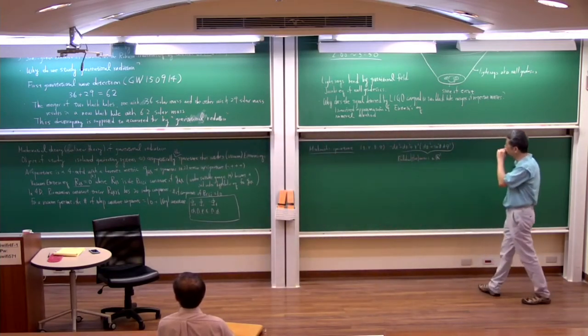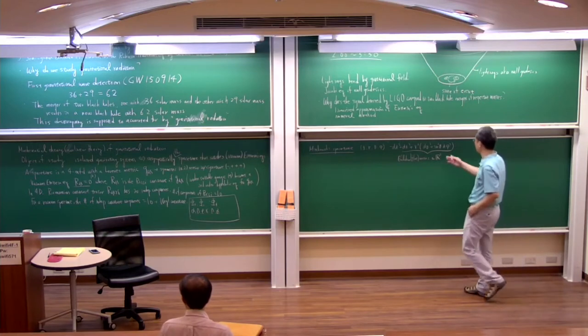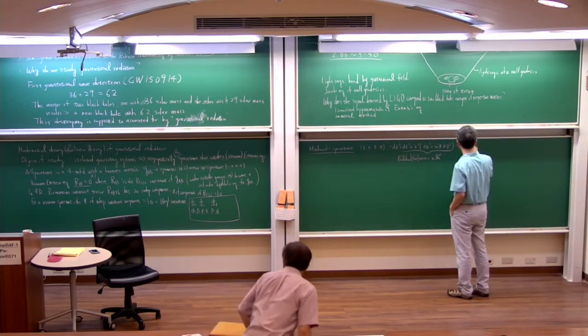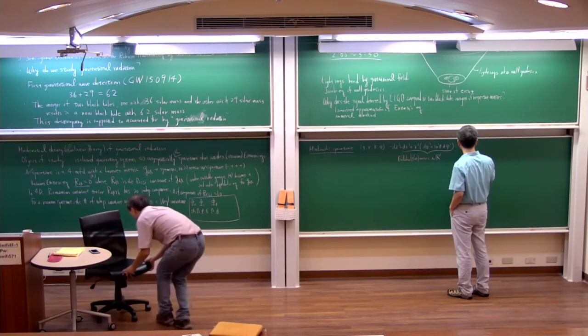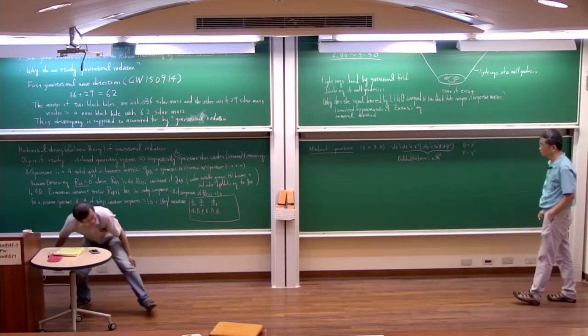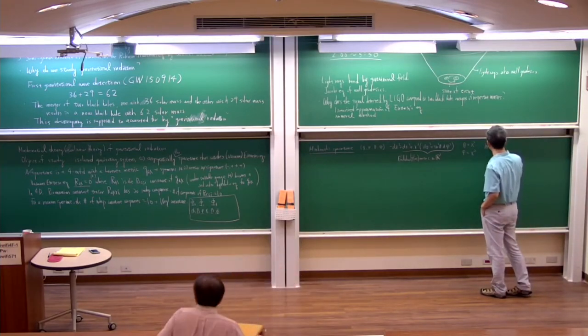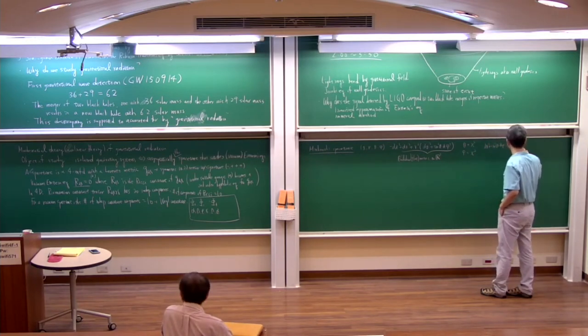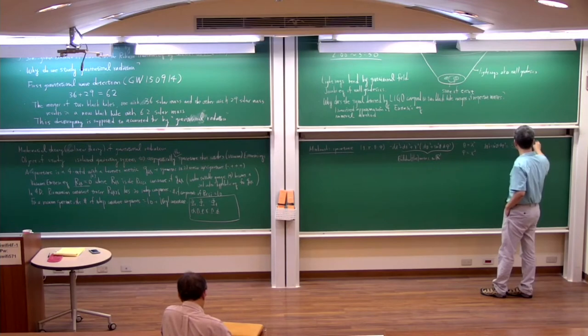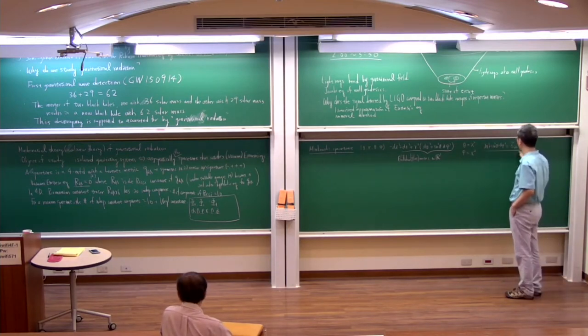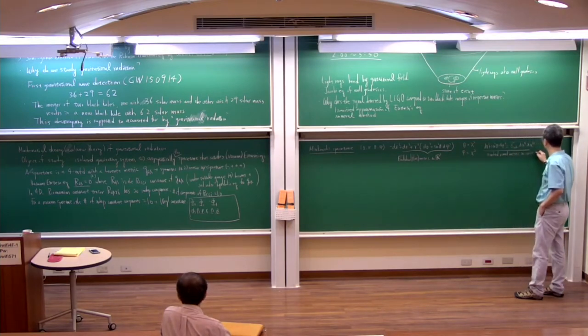Okay. And I often use this notation: I'll denote theta by x2 and phi by x3. And so I write d theta squared plus sine squared theta d phi squared as sigma-tilde AB dx^A dx^B. So this is actually the standard round metric on a unit two-sphere.